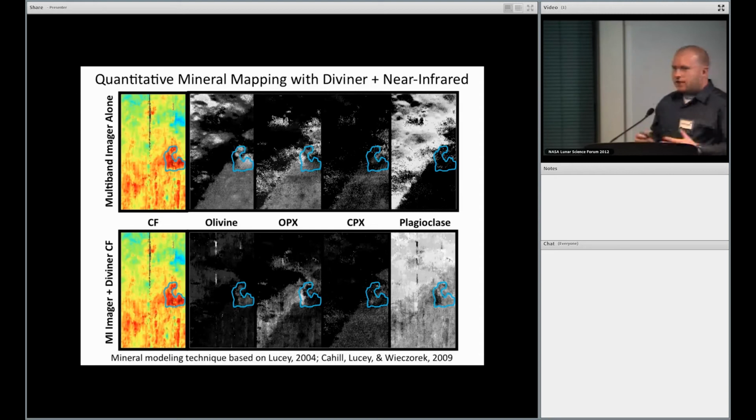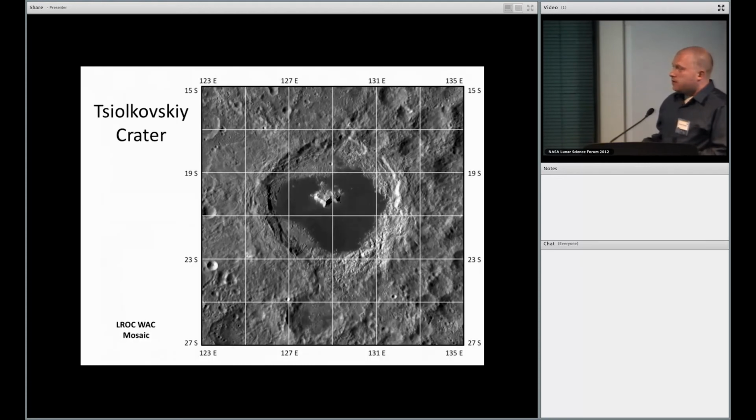So this is kind of a sample of the type of quantitative mapping we want to do, and we're hoping to get some funding to be able to do this globally using the M3 dataset and the Diviner dataset, in addition to the multiband imager.